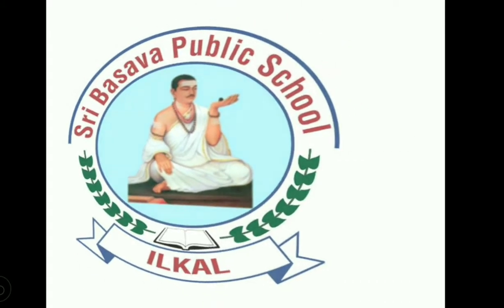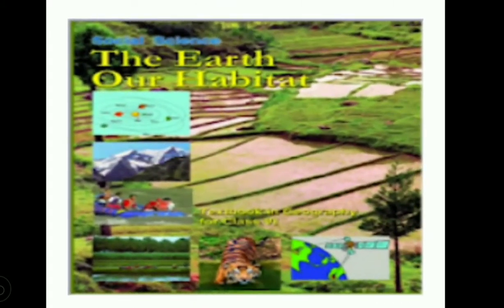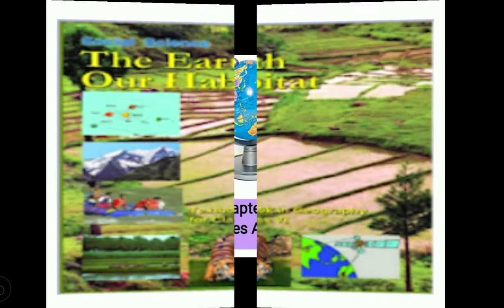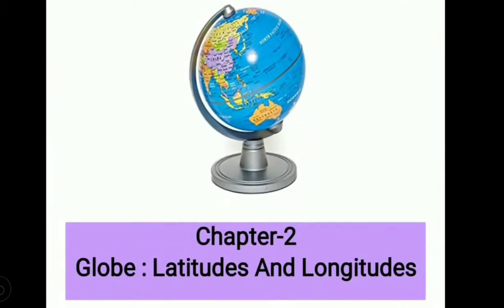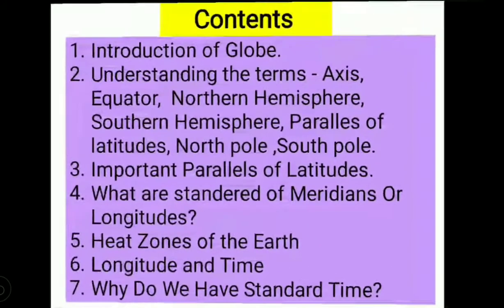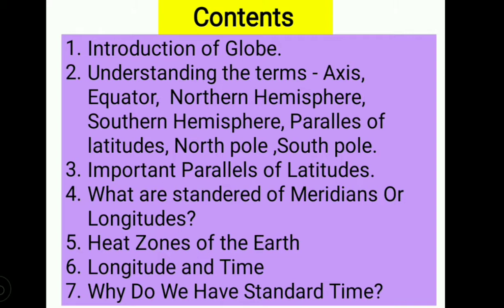Dear children, today we will start NCERT class 6, The Earth, Our Habitat, Geography, second chapter, Globe, Latitudes and Longitudes. Before going to start the discussion, let us understand the contents of this chapter. The contents are as follows. First one, introduction of globe.